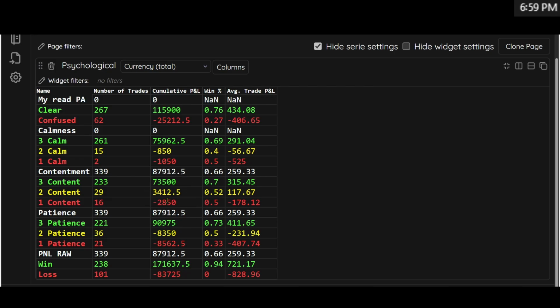And we can see that contentment, a slight lack of it, it does win, but when I'm absolutely not content, it's not working, and same with lack of patience.